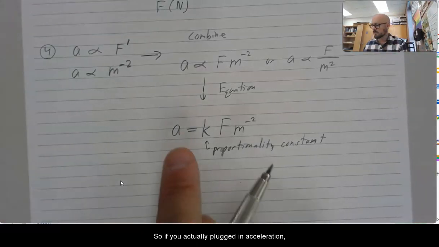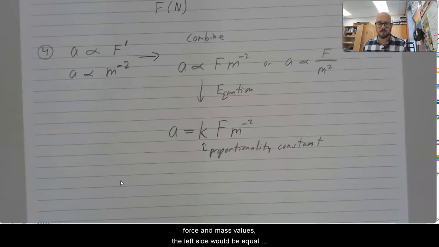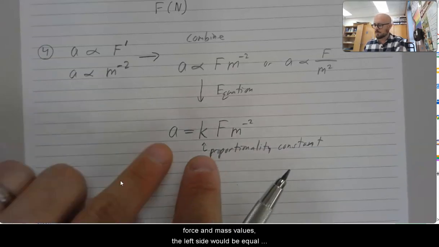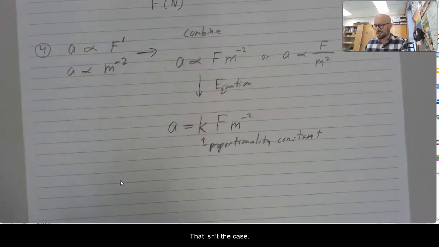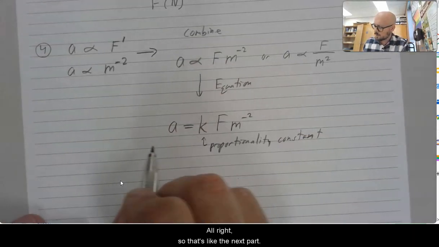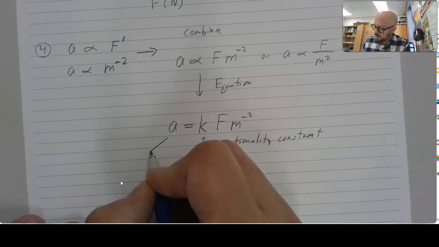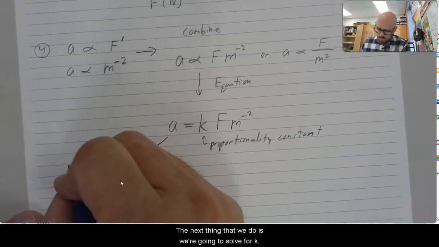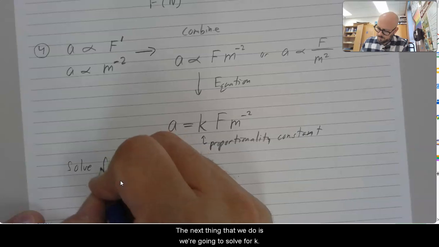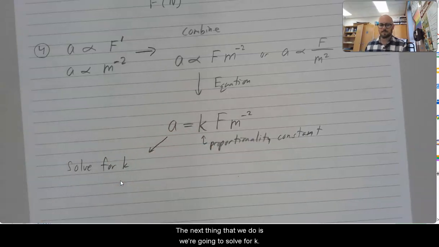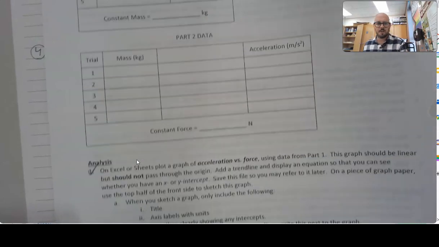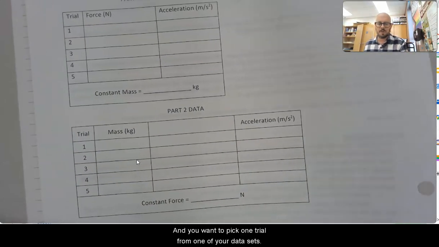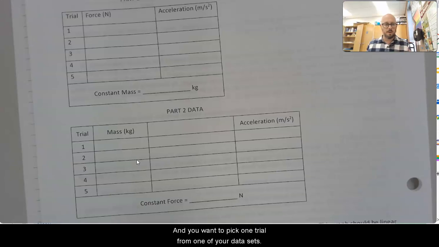So if you actually plugged in acceleration, force, and mass values, the left side would be equal to the right side. With just a proportionality, that isn't the case. All right, so that's the next part. The next thing that we do is we're going to solve for K. At this point, you want to go to your data table and pick one trial from one of your data sets.